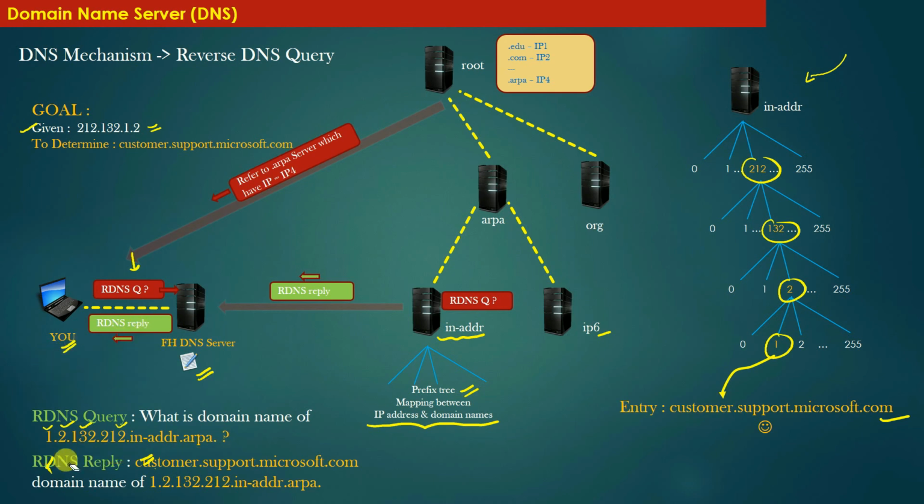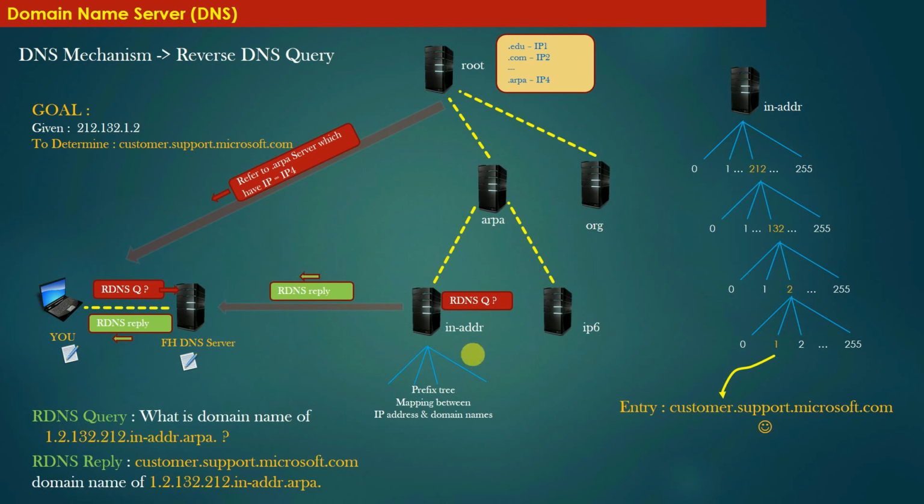So what exactly is the RDNS reply? The RDNS reply is that customer.support.microsoft.com is the domain name of 1.2.132.212.in-addr.arpa. So basically your local host machine has now received the fully qualified domain name for the IP address 212.132.1.2. And finally your local host machine is going to cache this DNS resolution in its local DNS cache to entertain future requests quickly.